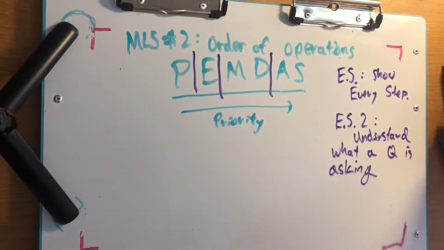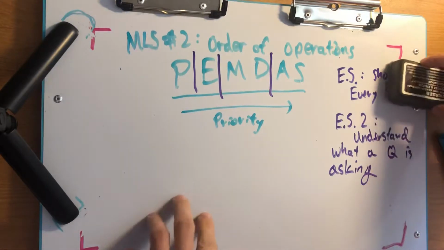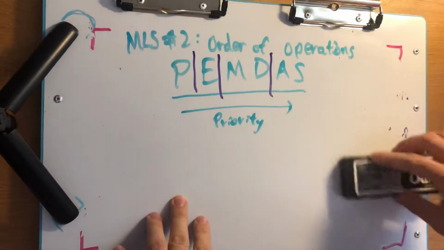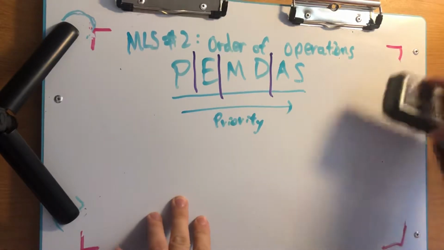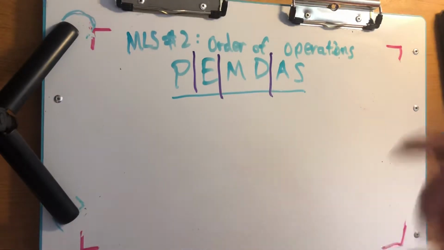All right, I'm going to erase this now. So copy it down, pause it so you can copy it down. And we're going to get started with some examples with order of operations. I'm going to erase this, but keep the PEMDAS up there.